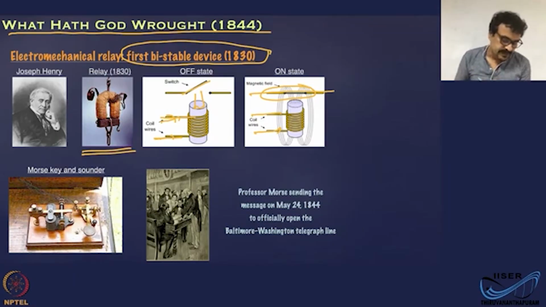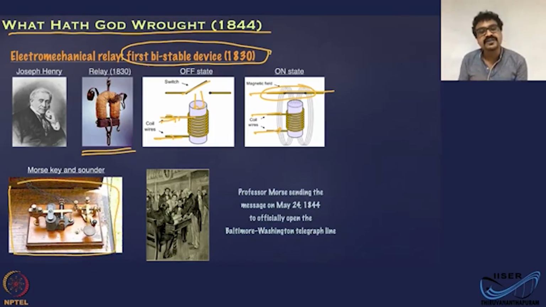And this electromechanical relay revolutionized the then communication technology, which was the telegraph. What you are seeing here is the picture of a Morse key sounder, by which you send messages. It also has only two states, a long press or a short press.